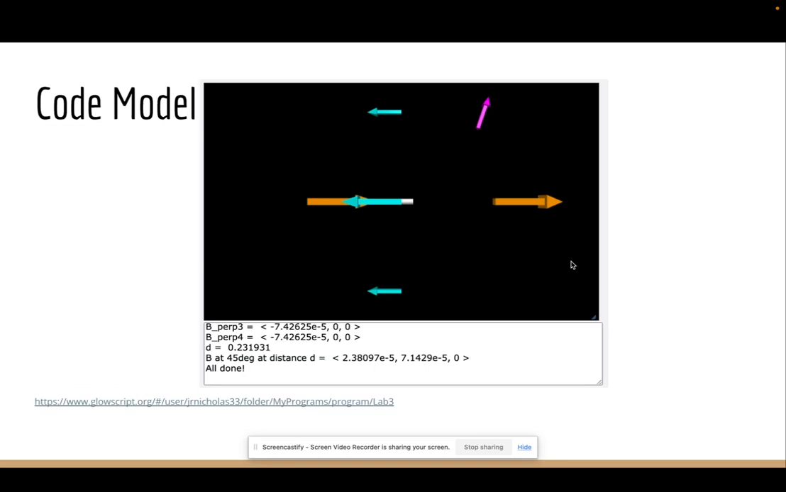And here's my model. So the orange arrows show the on-axis magnetic fields. The cyan are the off-axis. Purple is the 45-degree off-axis. And the calculations for the 45-degree vectors are shown below.